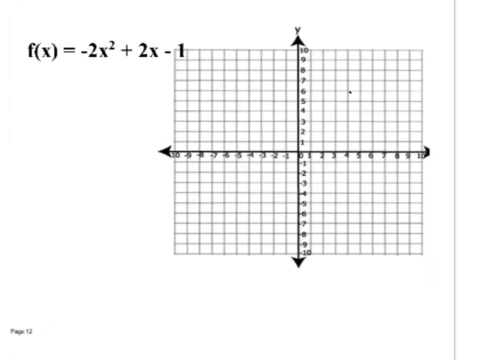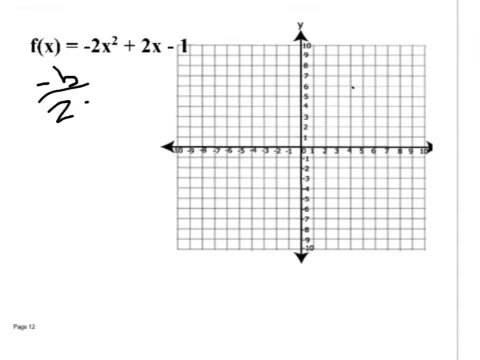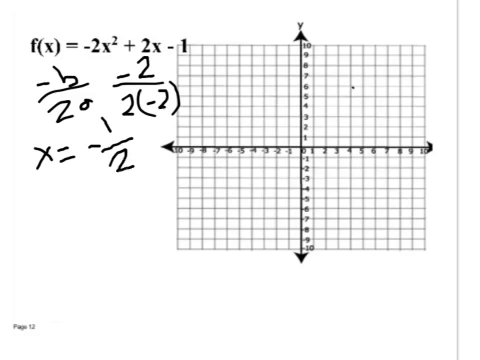Alright, we need to graph the function f of x equals negative 2x squared plus 2x minus 1. So first thing I do is find my axis of symmetry, which is negative b over 2a. B is 2, my a is negative 2. So negative 2 divided by negative 4, my axis of symmetry is negative 1 over 2. Whoa, no, it's positive, sorry. Yep, it's 1/2. My axis of symmetry is 1/2. So I draw a line at the half point, which is in between 0 and 1. Okay, so it should be right down the middle, right there. That's my axis of symmetry.